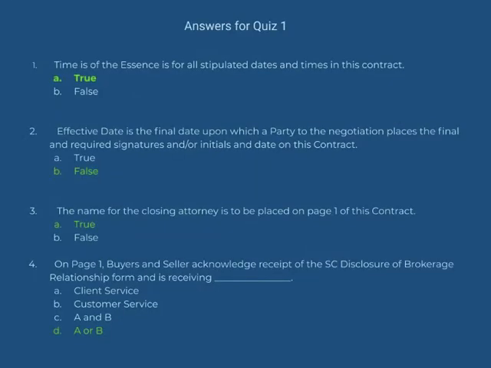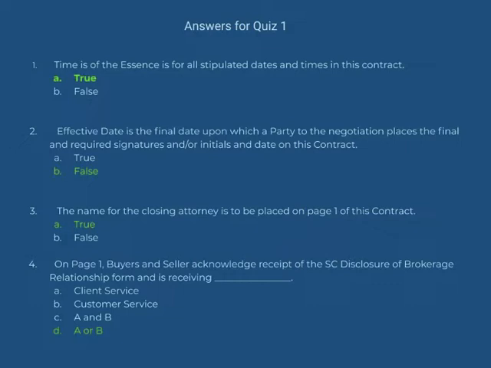Let's look at the answers to quiz one. Time is of the essence is for all stipulated dates and times in this contract. True or false? True. Number two, effective date is the final date upon which a party to the negotiation places the final and required signatures and or initials and date on this contract. True or false? This is false because remember the effective date, it has to be all signed, initialed, dated, and delivered before it's effective.